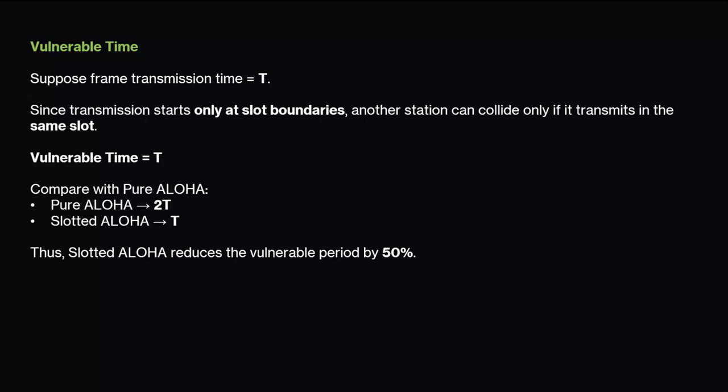Fine. Talking about the vulnerable time comparisons, let's look very closely at this vulnerable time. If frame transmission time is t, Pure ALOHA gives you a vulnerable window of 2t. Please check the video of Pure ALOHA to understand why it is 2t. But because Slotted ALOHA forces transmissions to start strictly at slot boundaries, another station can only cause a collision if it targets that exact same slot. This means Slotted ALOHA drops the vulnerable time to just t, reducing the risk window by a massive 50%.